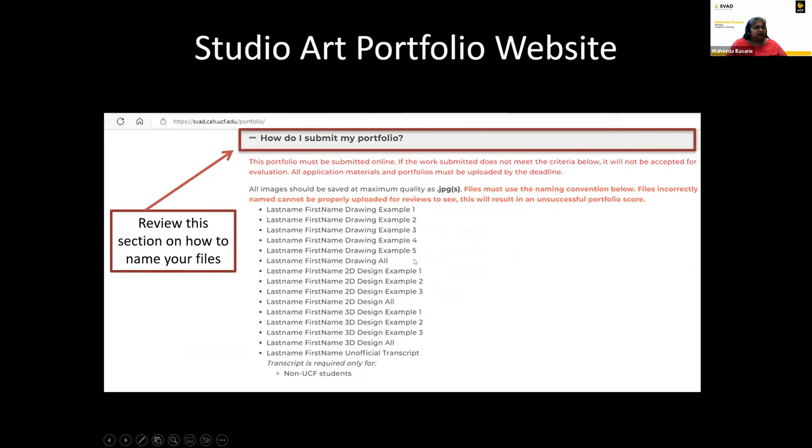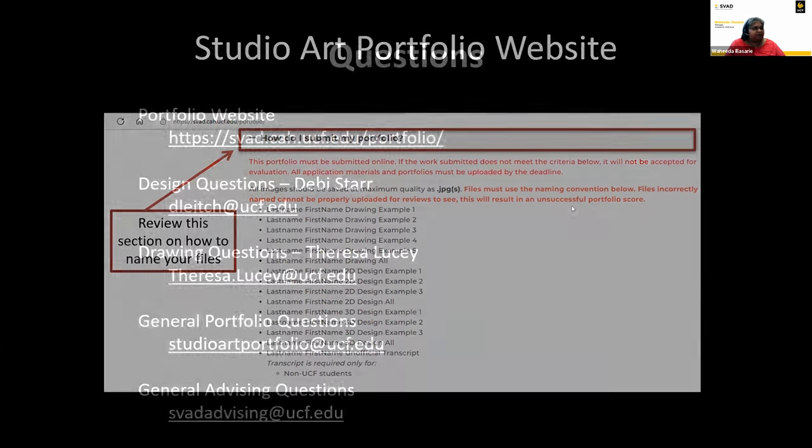We typically get a lot of questions on what does the last name drawing all mean, or design all mean, design 2D all, design 3D all. Basically that one file that says drawing all will be one image with all of your drawing examples in it. The same thing for design all, 2D design all, and 3D design all. So please pay attention to how you're naming your files. It will not upload properly if you're not following the naming structure.